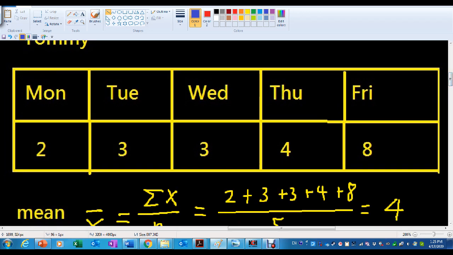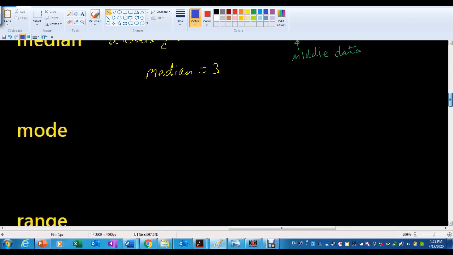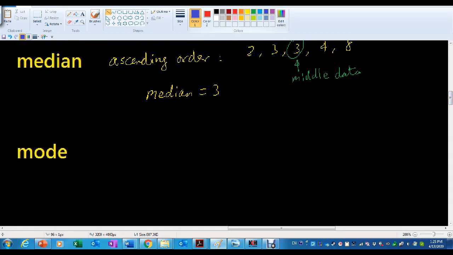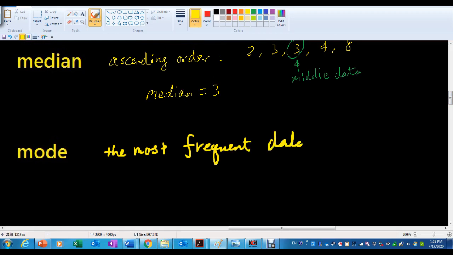No, 2 only appears once, and 3 appears twice. Okay, 4 appears once, 8 appears once. Okay, so mode should be the most frequent data, the most frequent one, which is mode, is 3.